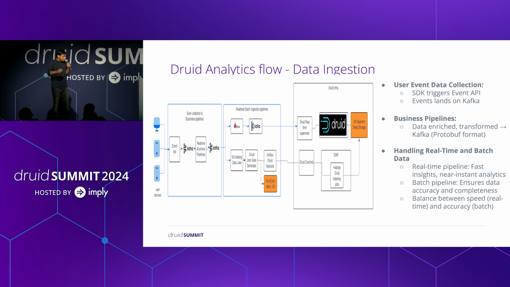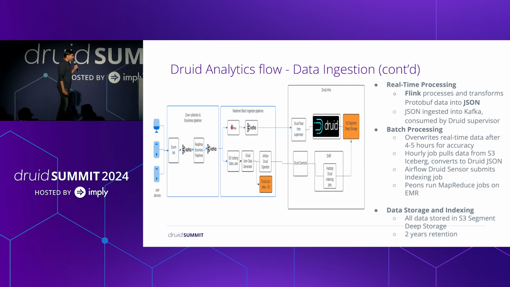Then it will go through the business processing pipelines. That's where all the metrics inside get added to each event. Once the message gets enriched, the message will land again in Kafka in protobuf format. So now the event is ready for analytics. To get the data into Druid, we have two parallel pipelines. The first one is real time. Real time is to take the data as fast as possible, and then we have a parallel batch pipeline that will ensure accuracy and completeness of the data.